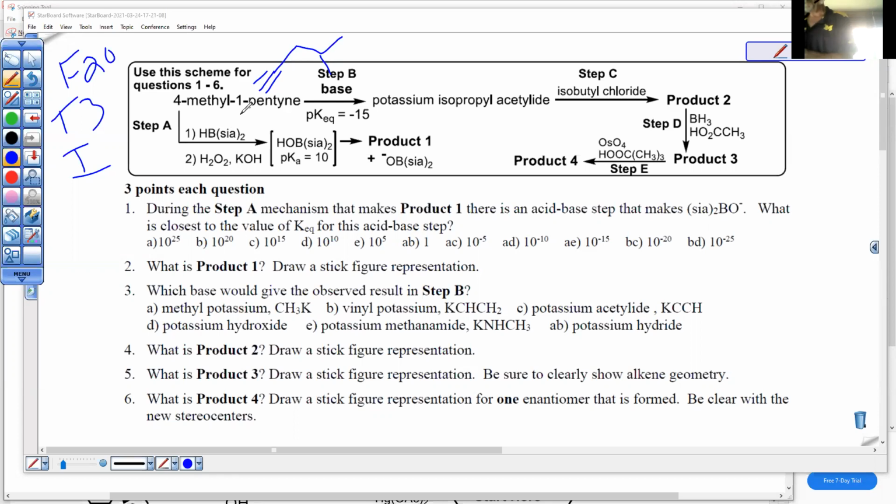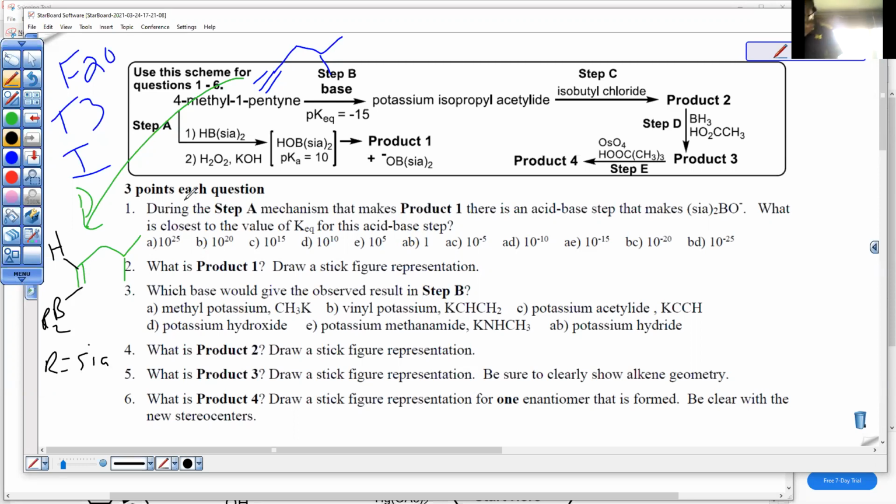So in step 1, might as well break it down. We're reviewing. Step 1 makes this species here with the less electronegative B on the end, BR2, where R equals Sia, sec-isoamyl, sec-isopentyl is the same thing. And on the more substituted carbon, we've got the H. Markovnikov addition, syn, and we get that. In step 2, you replace the B with an OH in an oxidation mechanism. An OH attached to an alkene is called an enol. Enols undergo tautomerization, and they become aldehydes. In this case, an aldehyde because it's on the end of the chain.